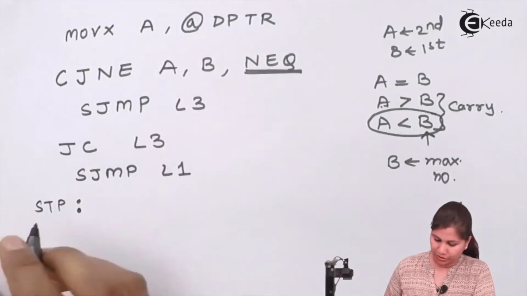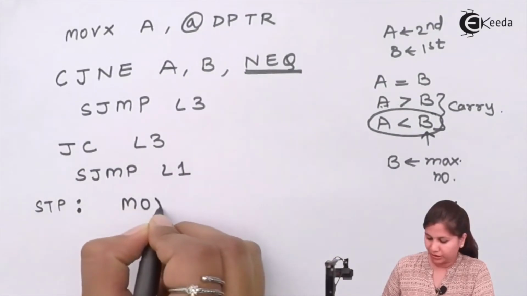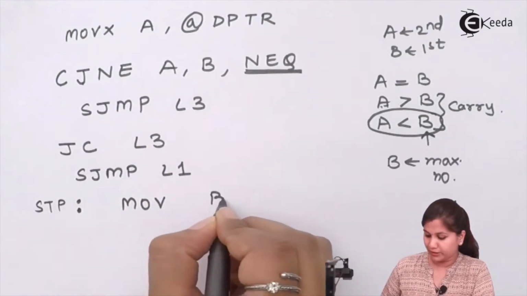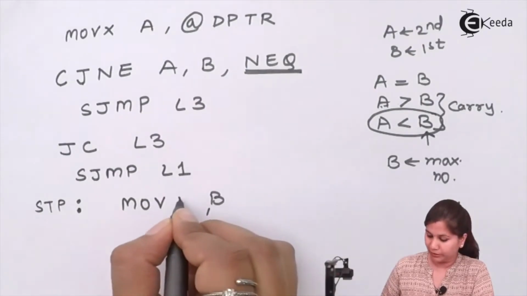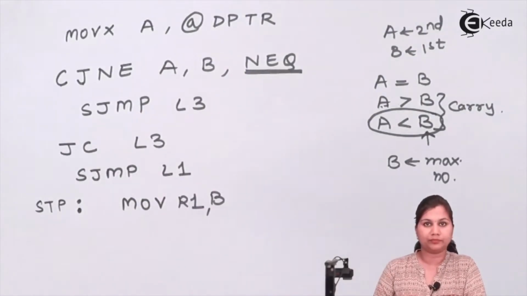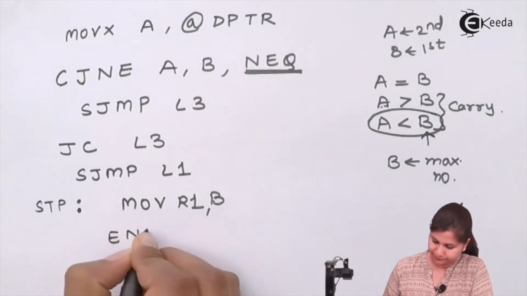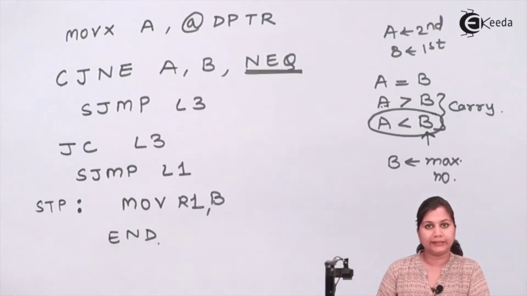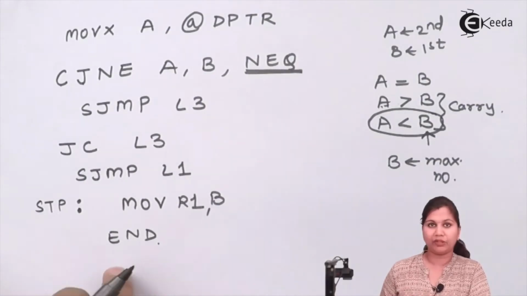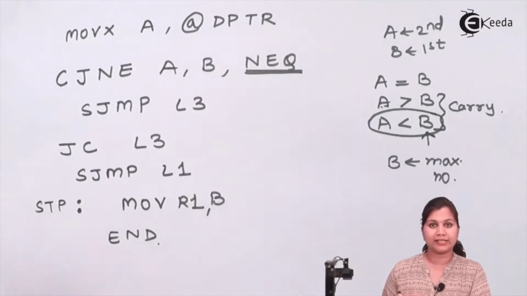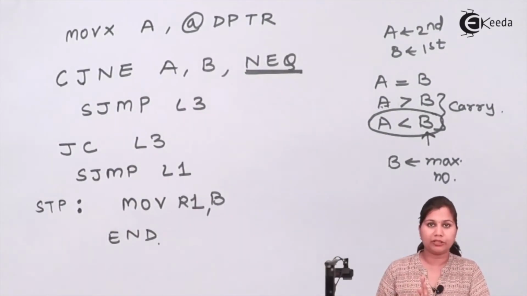Here we will move the contents of register B, which is having the maximum number, into register R1. After that, end the program. END is the last statement of every program of the 8051 microcontroller. It means that we have terminated the program. It is the end, and no instruction after this will be executed by the 8051. Just the result will be shown.